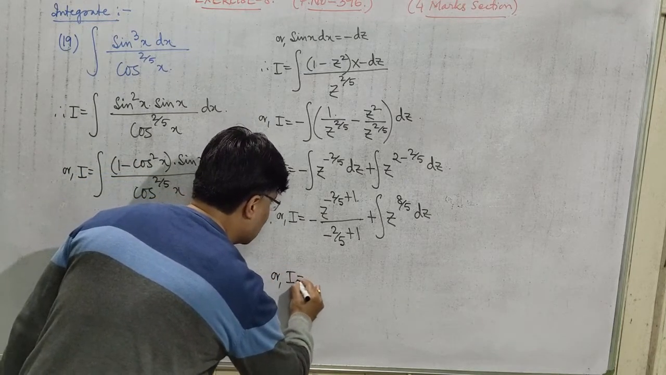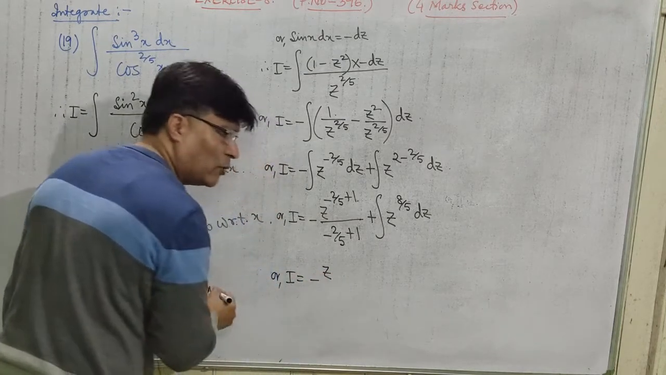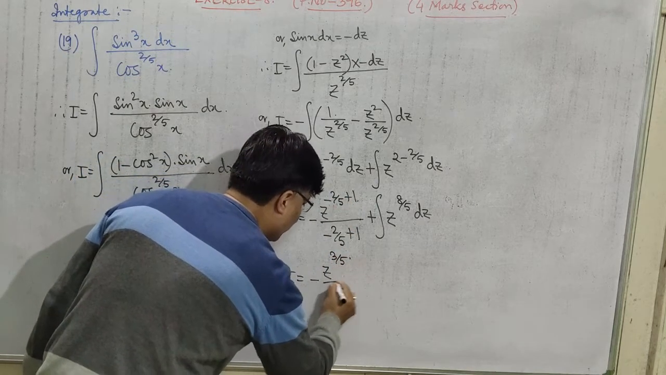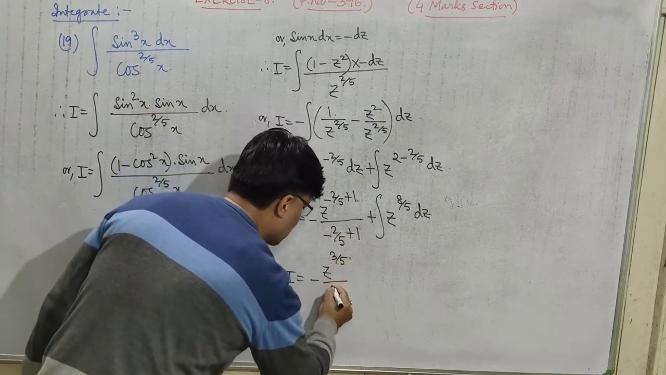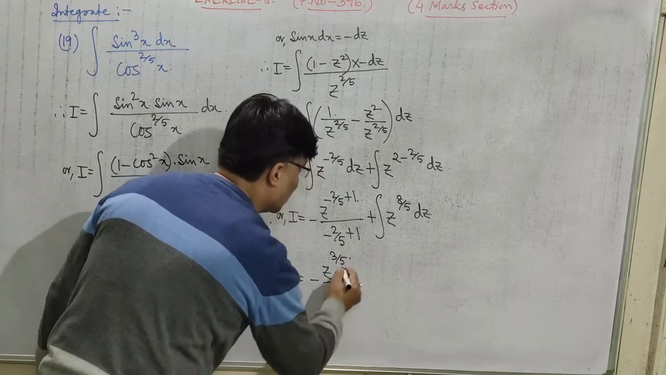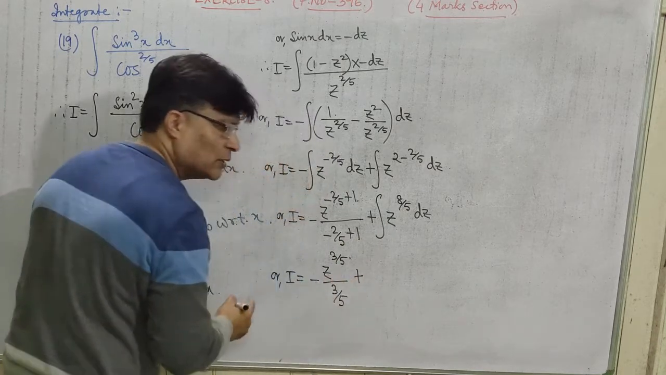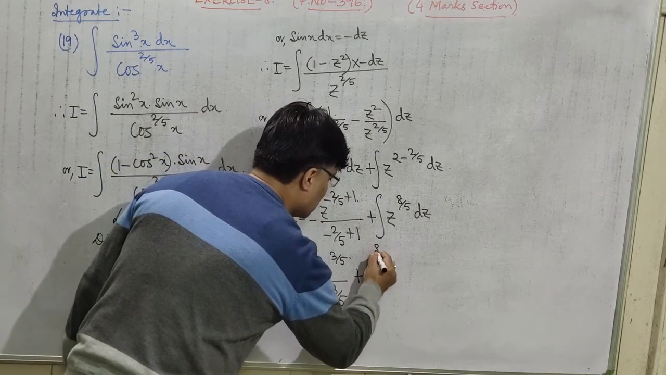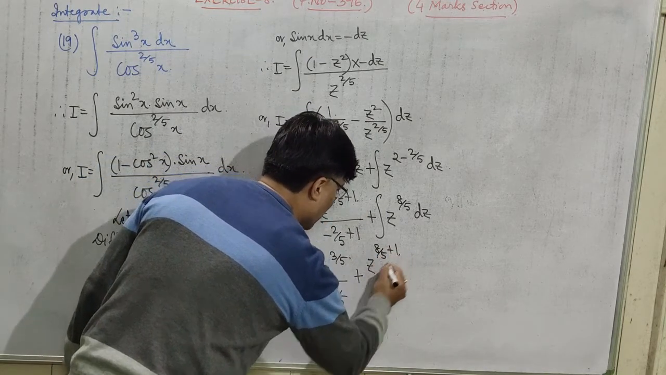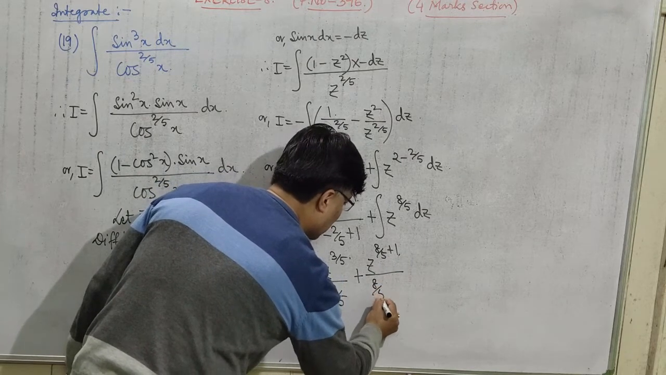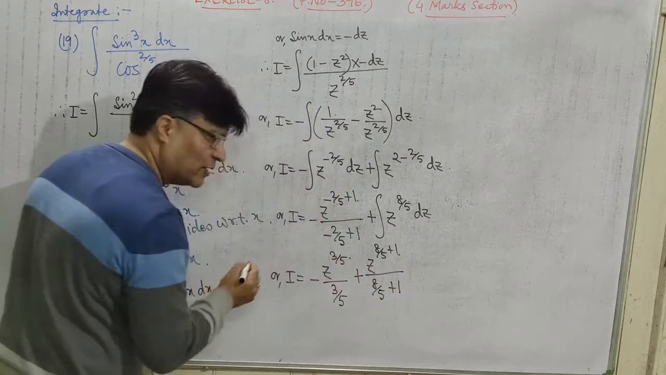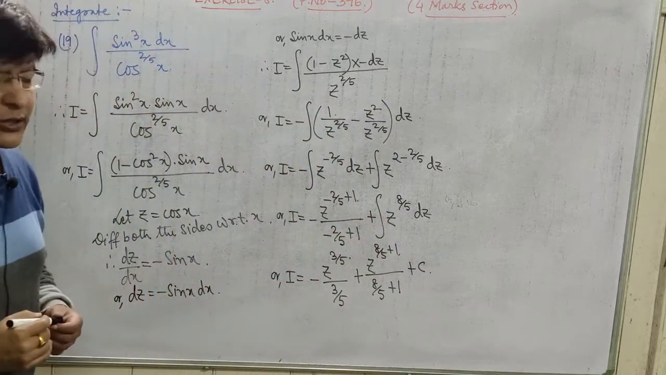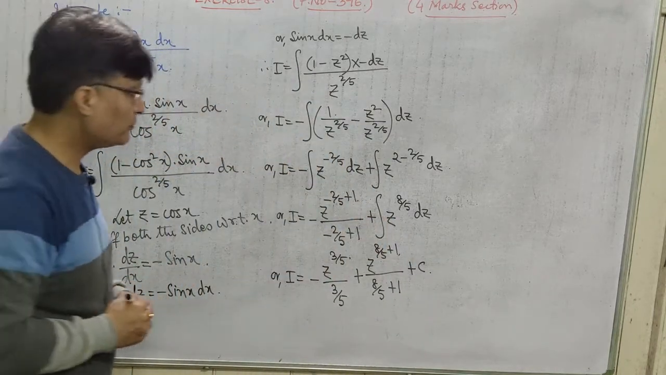Or I is equal to minus z to the power, 5 ones are 5 minus 2, 3 by 5, divided by 3 by 5, plus what is the integration of z to the power 8 by 5? z to the power 8 by 5 plus 1, divided by 8 by 5 plus 1. Since we have finished integration, you have to write down plus c, that is your constant of integration.